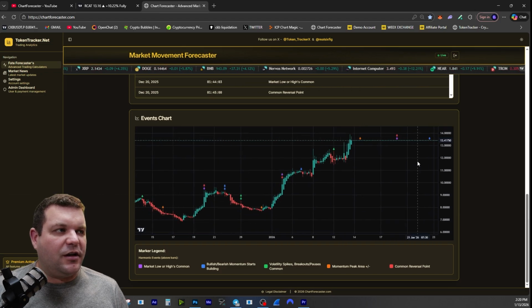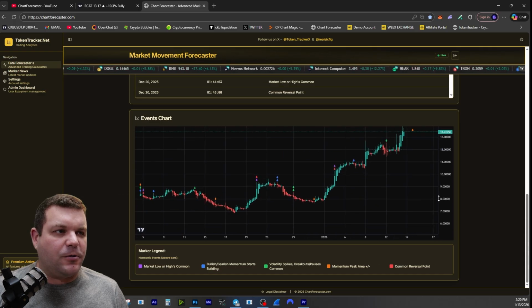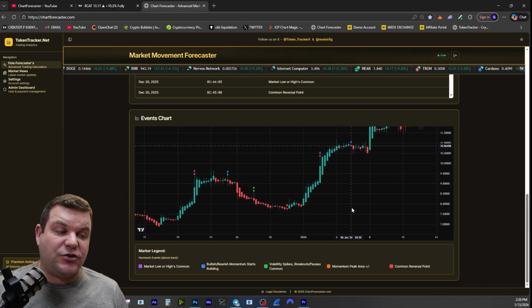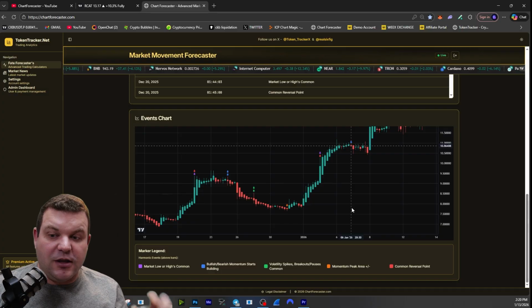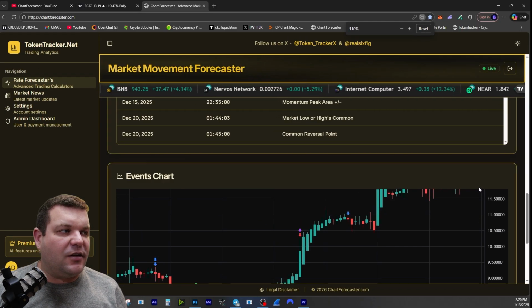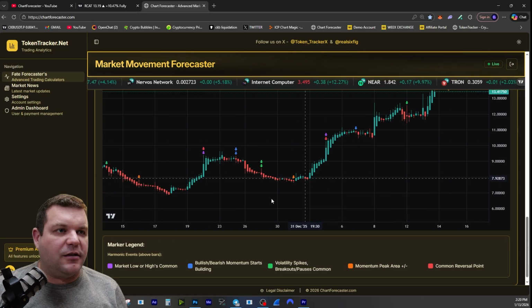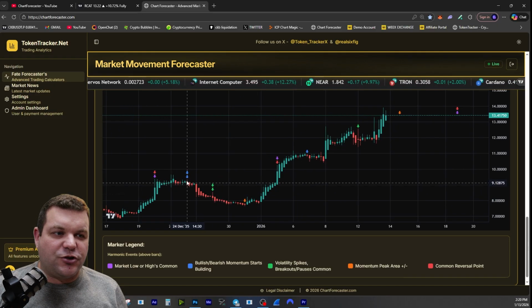Now you can see that out ahead of us, we do have some very important dates to be on the lookout for. But chartforecaster.com has done a tremendous job really pinpointing some really crucial points in the markets. As you guys can see, it really did a nice job here at detecting this reversal point, bullish or bearish momentum. It said that it was going to start building.